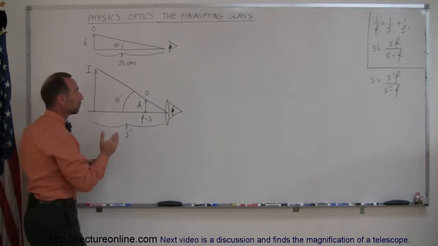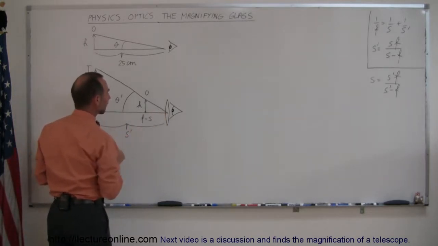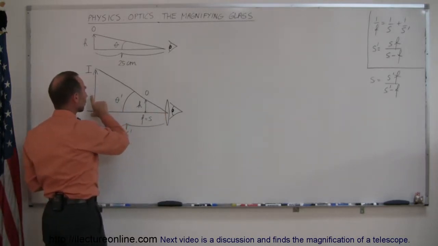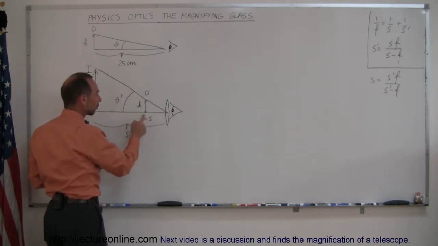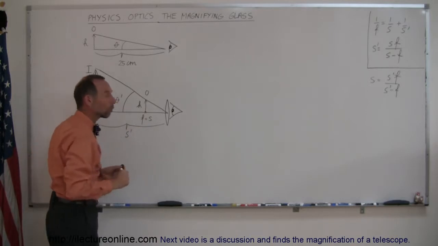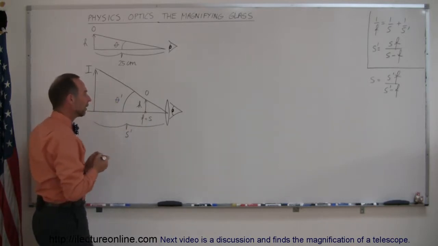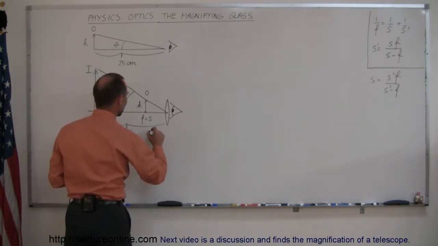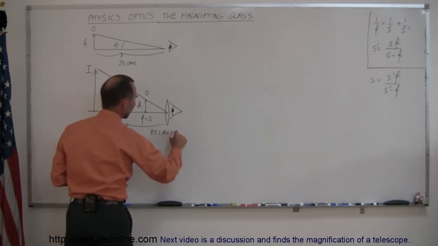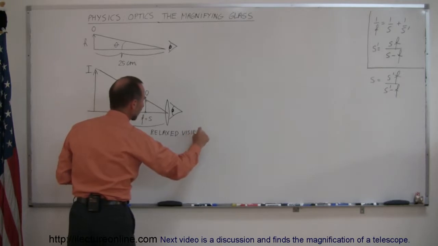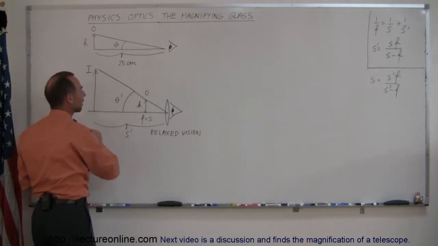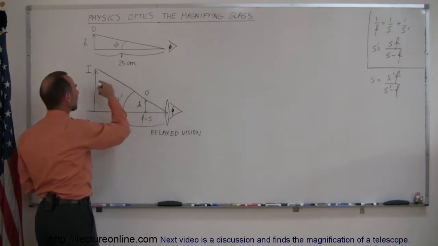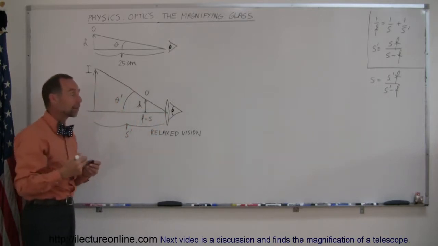Now, if we put a magnifying glass right there, then we're going to take the object and place it much closer to the observer, and in this case we're going to place it where the focal length is. If you do that, you can look through the magnifying glass with what we call relaxed vision, and we'll find out in just a moment what that means. And of course that will then make a virtual image behind the object, and then the size of the image will determine the angular size.